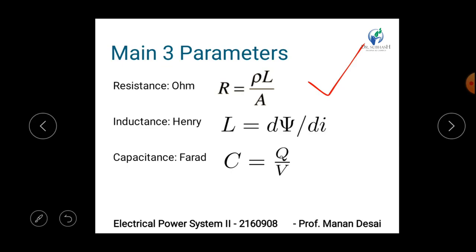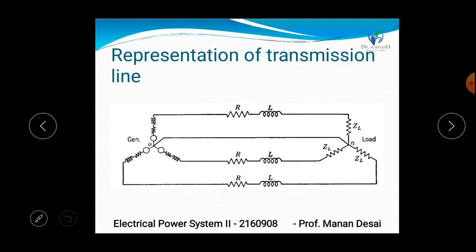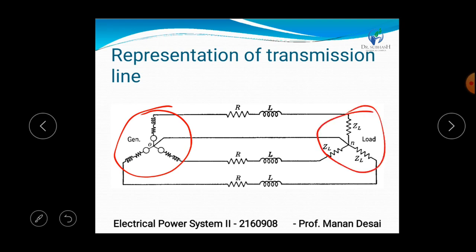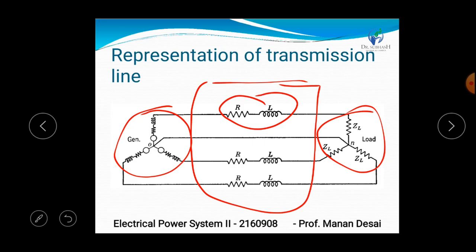in farad. Now, here a figure shows a three-phase voltage source, or we can say generator, and a three-phase load. A transmission line is connecting between them. It is represented as an RL network because most of the part of the system is inductive.